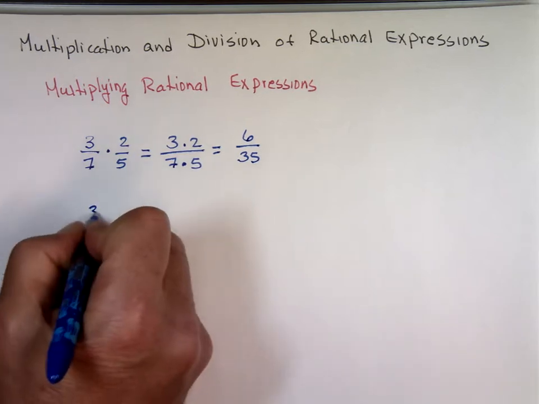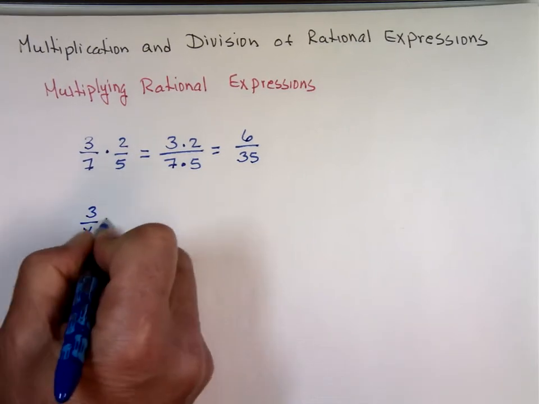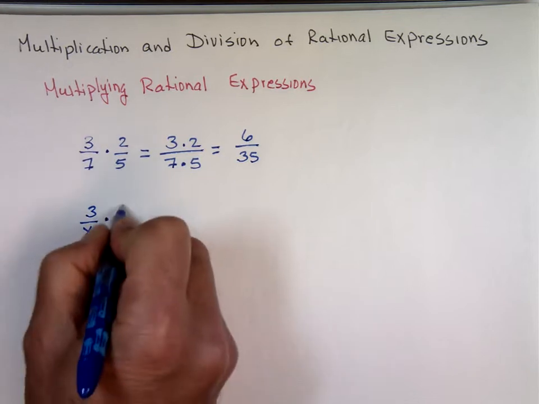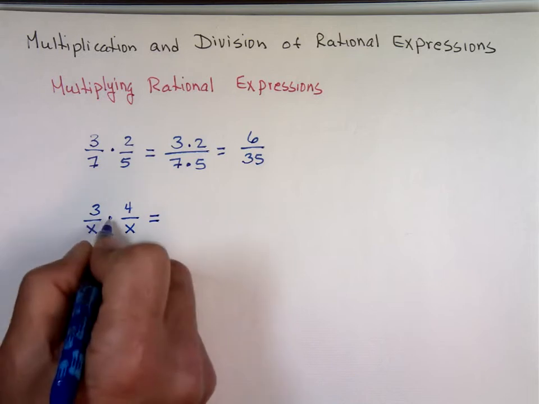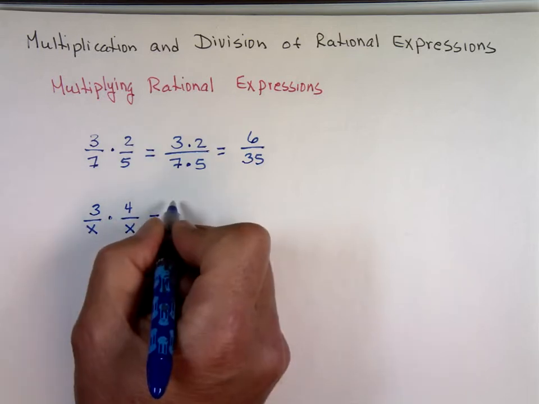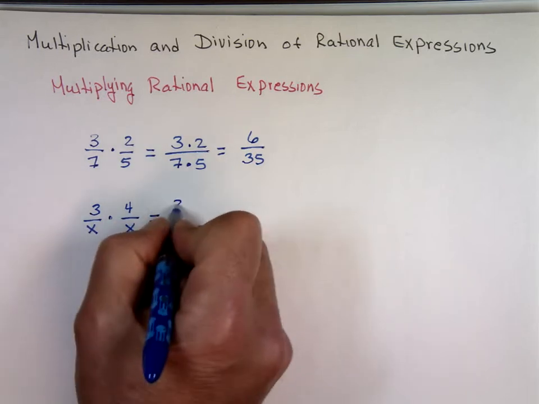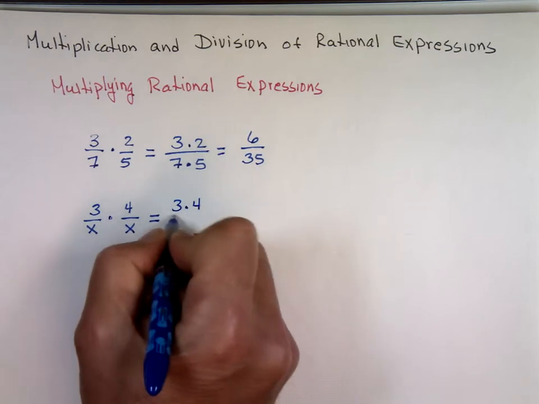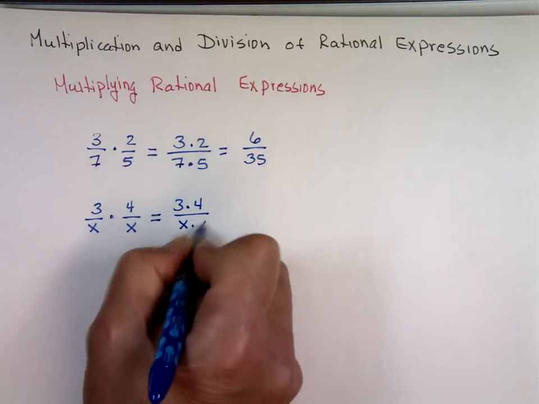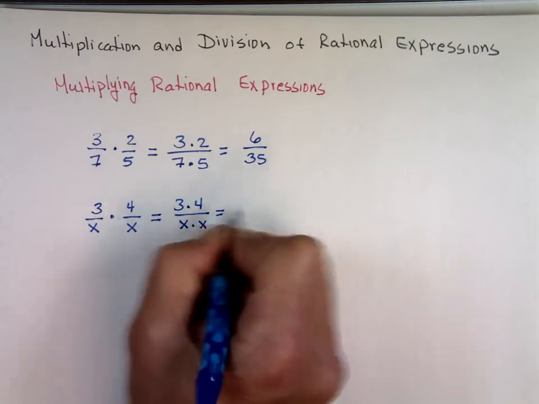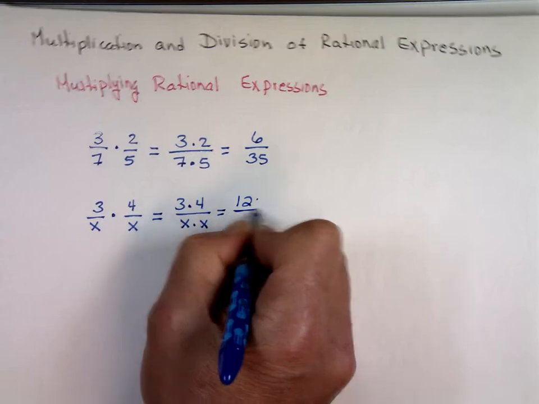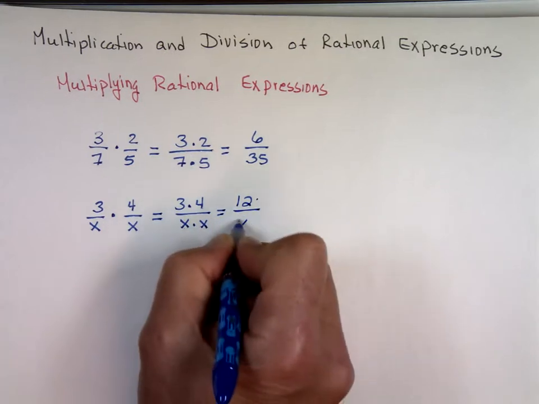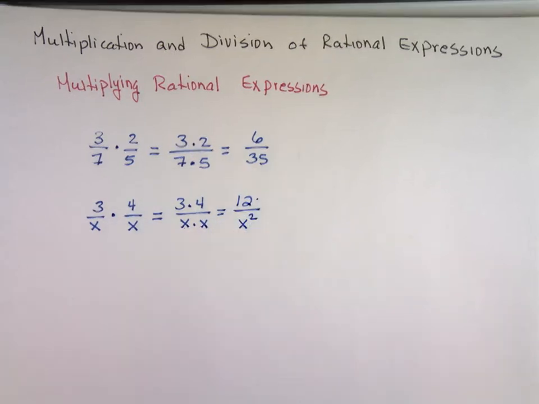Let's try this one. 3 over x times 4 over x. 3 times 4 over x times x. What's 3 times 4? That is 12. X times x, when you multiply, you add the exponents: x squared. Can I simplify that? No.